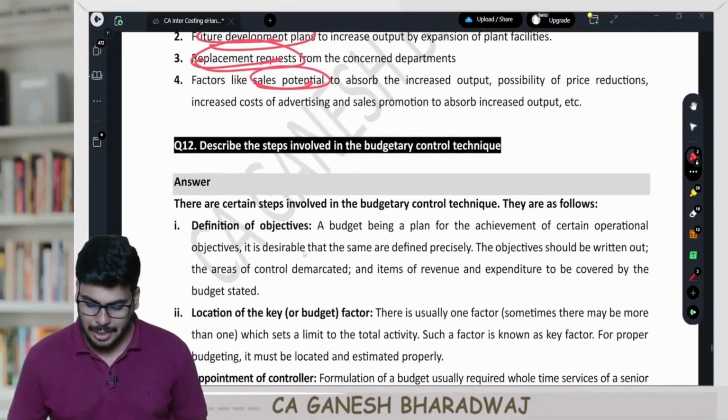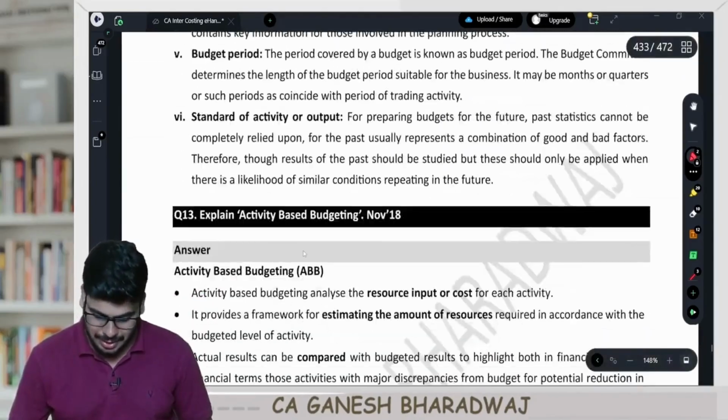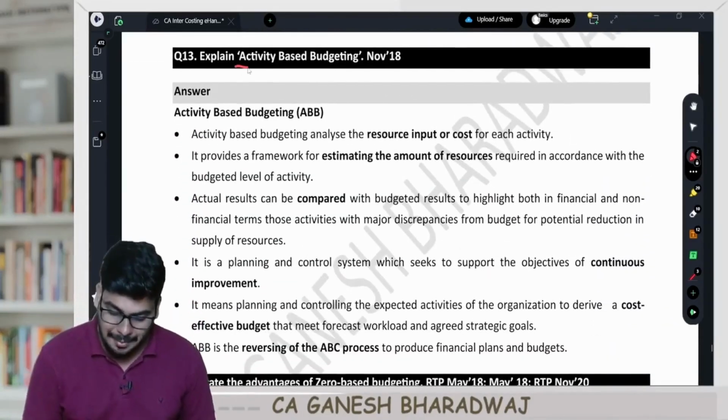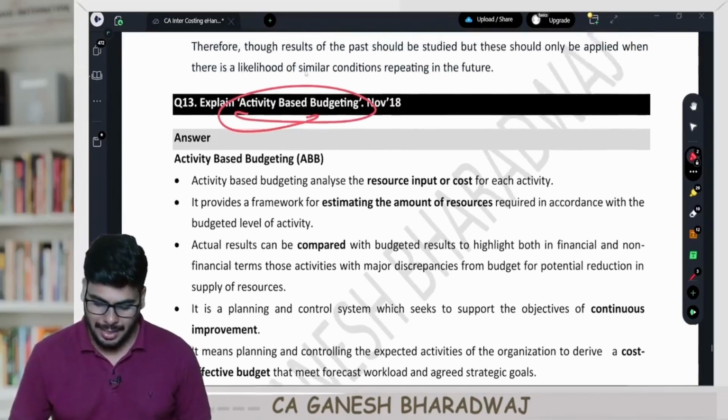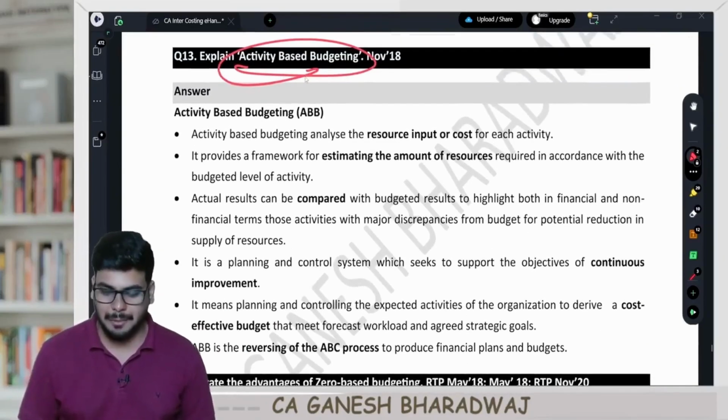And describe the steps involved in budgetary control techniques. Just give it a reading and that's about it. Activity-based budgeting. What do you mean by that? Right, so that's what it is. So activity-based budgeting is what?